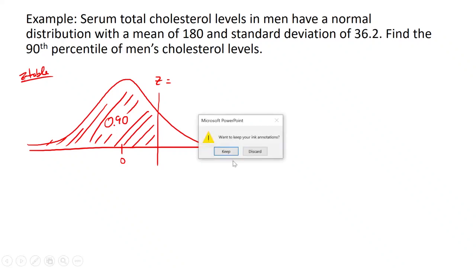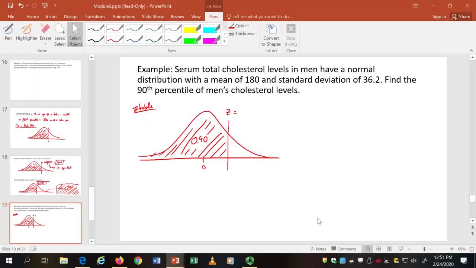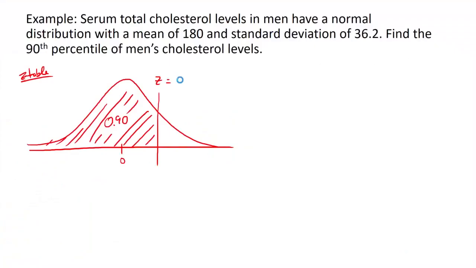Okay, I can pull it up here. At 1.28, you're at 0.8997. Then you jump up to 0.9015. Which one of those is closer to the 90th percentile? 0.8997. That's a little bit closer, right? Because it's 3 10,000ths below. The other one's 15 10,000ths above. And that's associated with a z-score of 1.28. So that's the z-score that we need. All right, so we'll go 1.28.